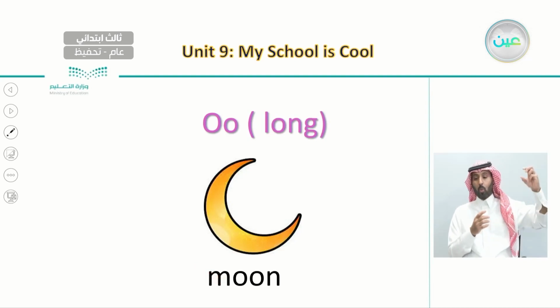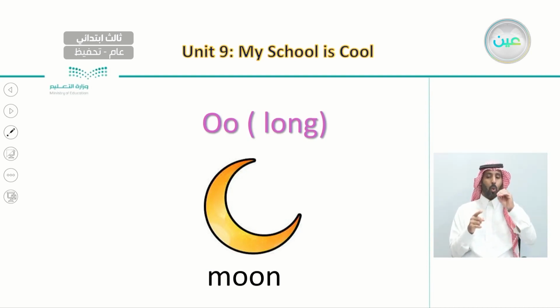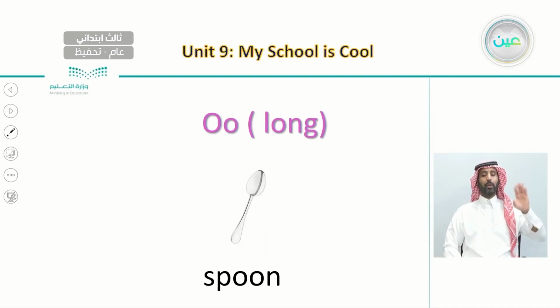Like moon. Moon. So moon is a word that has two O's but the longer one. Also we have spoon. Spoon. Spoon is also a word that has two O's and also the longer one.